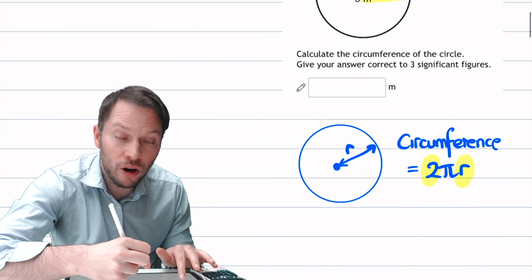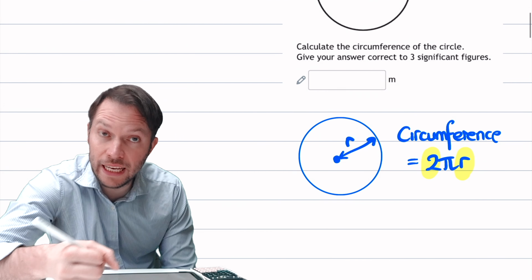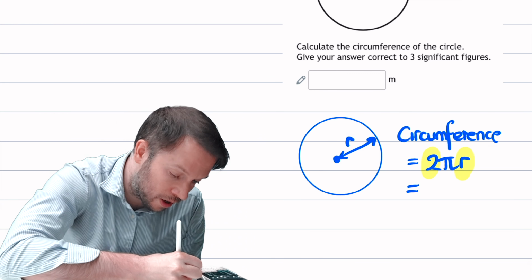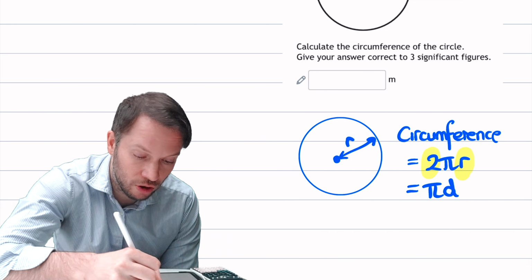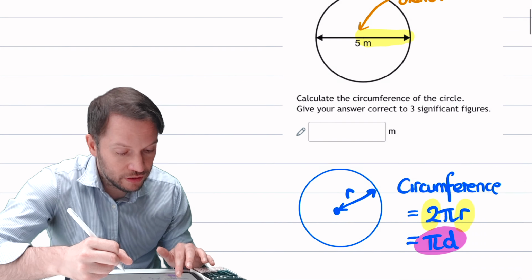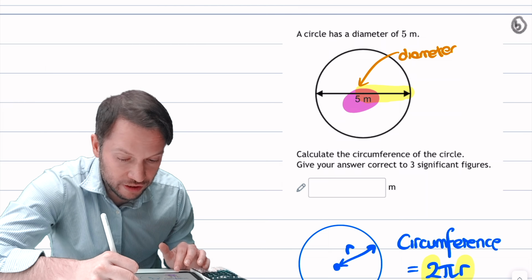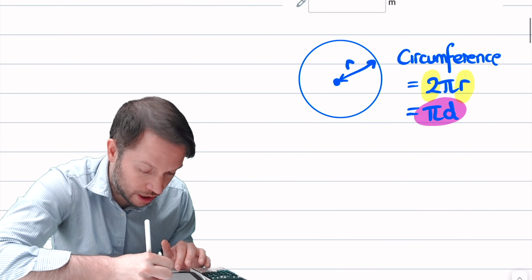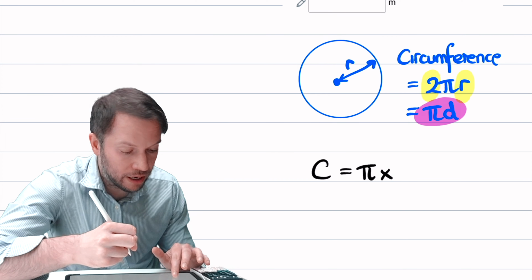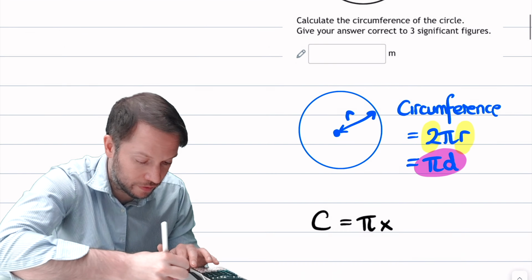So that 2r there, I could replace with d for the diameter. So we've got an alternative formula, which is pi times the diameter of the circle. So let's just highlight that, pi times the diameter. So the diameter here is 5 meters. So now I can just do the circumference is equal to pi multiplied by the diameter. And we said the diameter was 5.